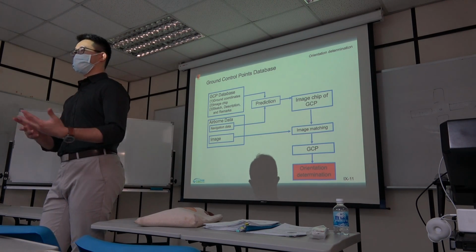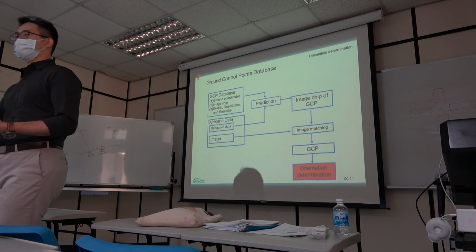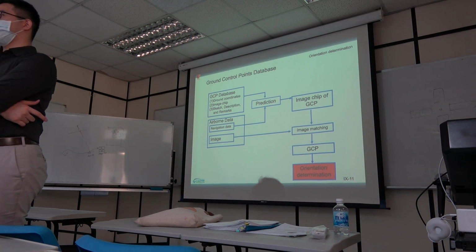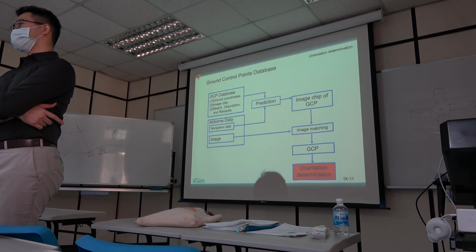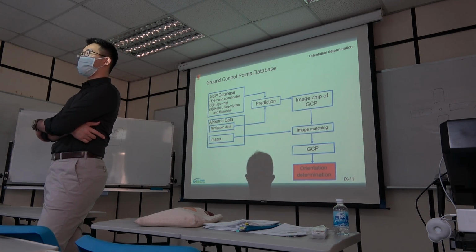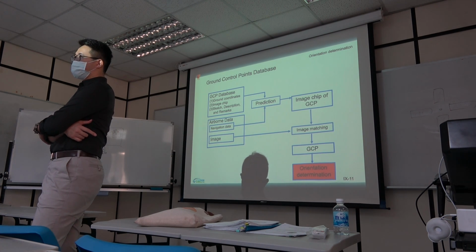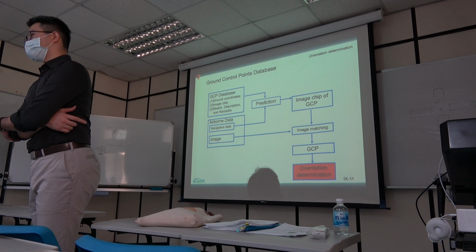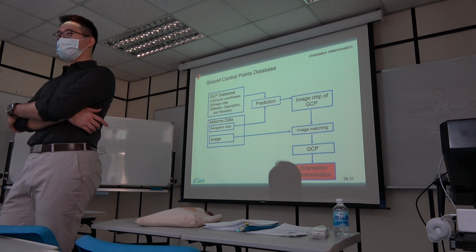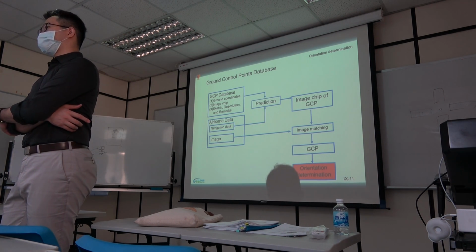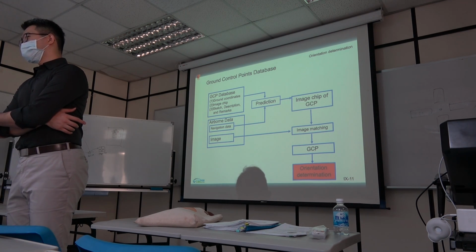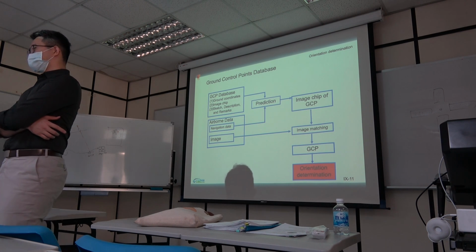Is there any data that we can use to replace the GCP database? The purpose of the GCP database is to give us the object space coordinates. However, in the meantime, because we want to maintain the automatic process, image matching is used. So is there any data that can provide us the object space coordinates while also providing the possibility of performing image matching? Any thoughts?